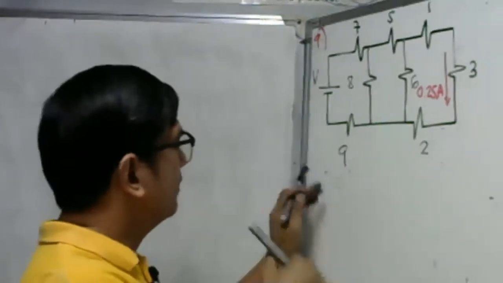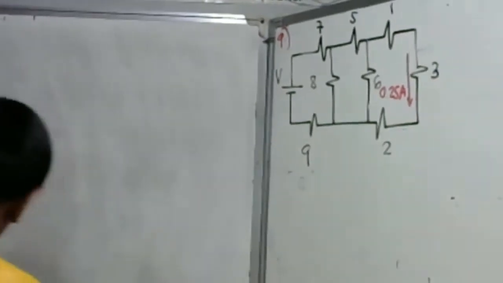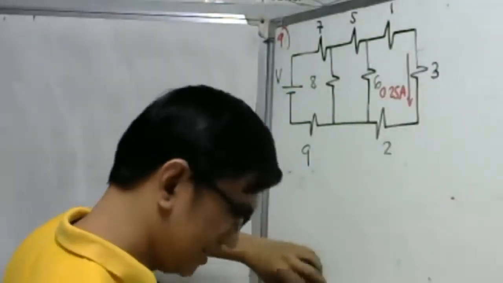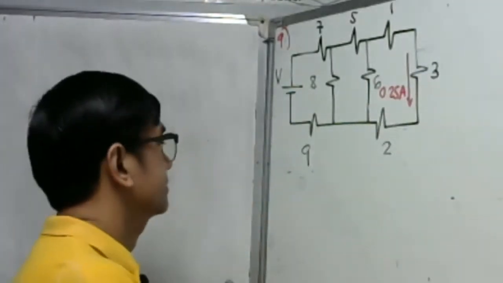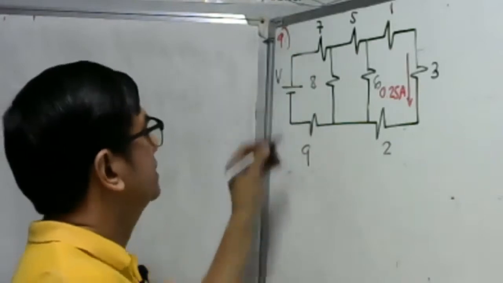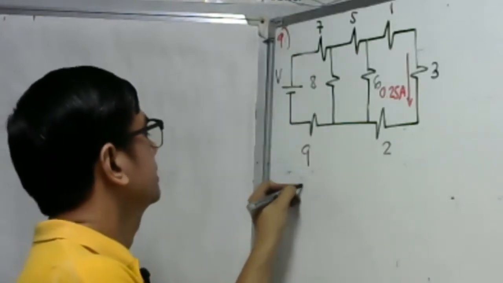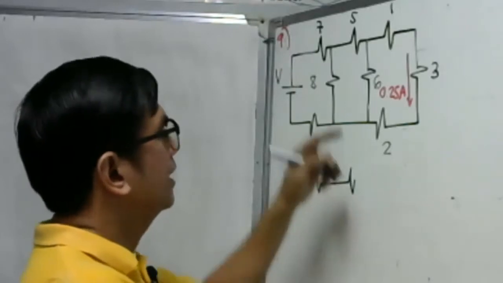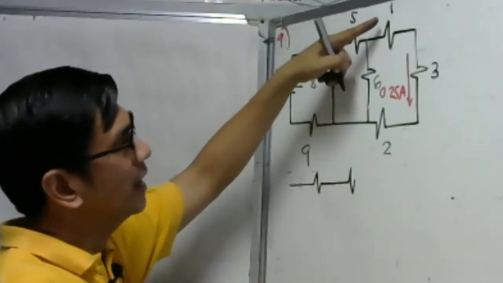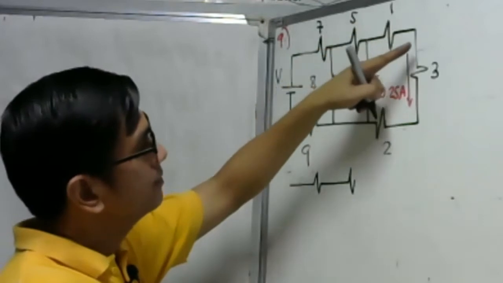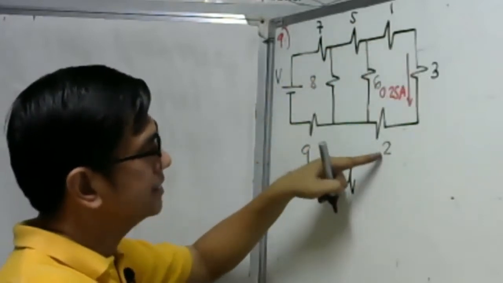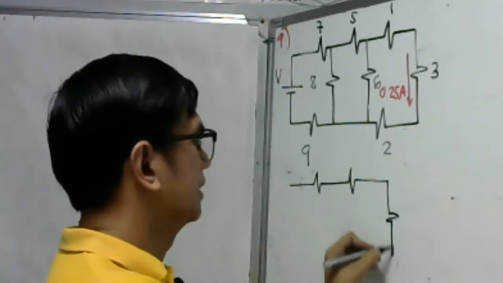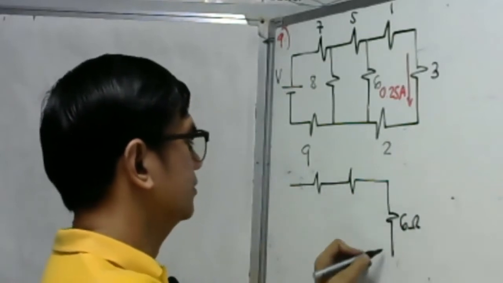Let us simplify the circuit. We have this 7, 5. Then we may replace this as one resistor. 1 plus 3, 4. Then this is 2. So we'll be having here a 6 ohm resistor. This is the 6 ohm resistor.